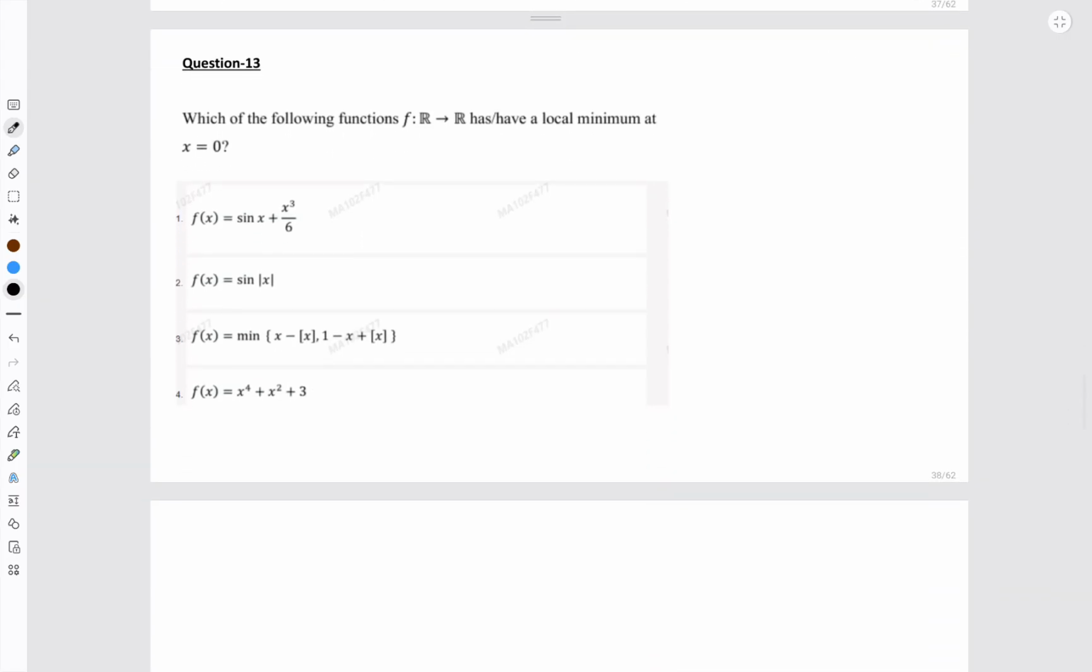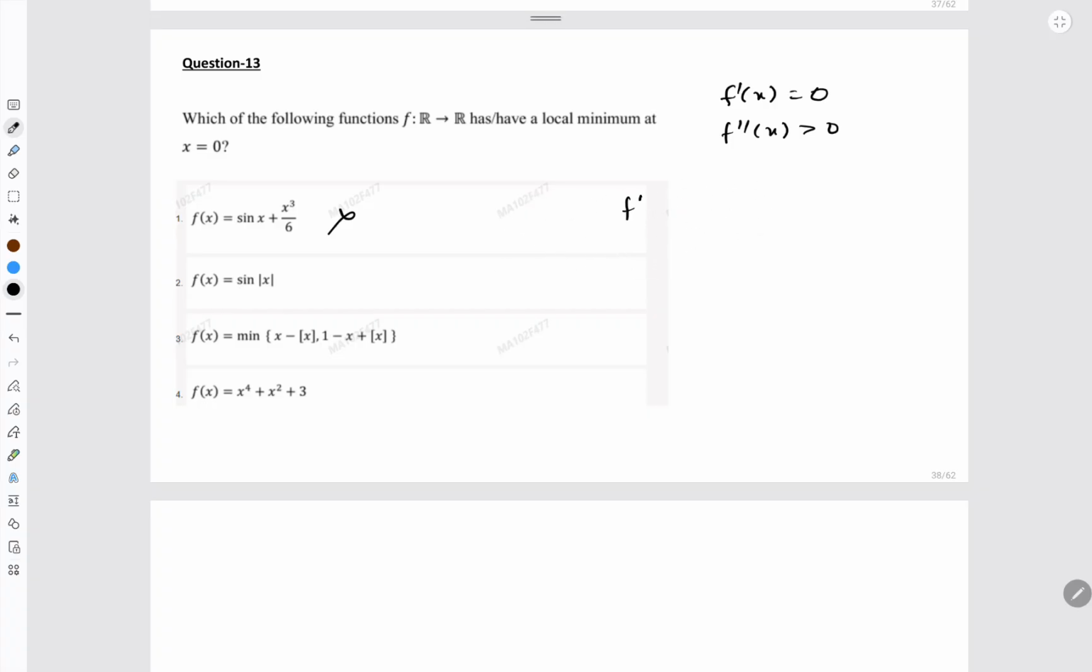Now this question is also simple, right? For a function to have a local minima at x equal to 0, f dash of x should be 0, and f double dash of x should be positive. I am talking about the first option; we can use this trick in the first option. So f dash of x, if I find, is cos x plus 3x square by 6, that is x square by 2. f dash of 0 is coming out to be 1. So at x equal to 0, there is no minima or maxima. So the first option is ruled out.